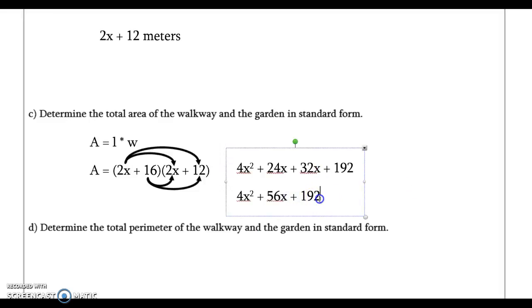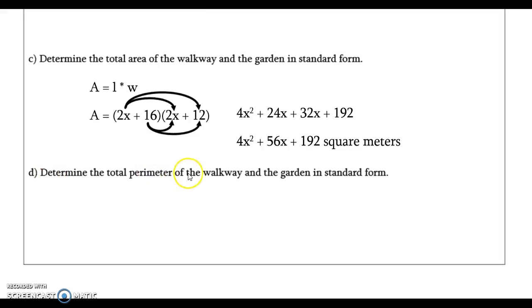If we're giving a real-world answer to a real-world problem, it asks for the total area of the walkway and the garden. So we need to include our units, meters. But of course, this is not just linear measurement. This is space inside measurement. So we're going to call it square meters.